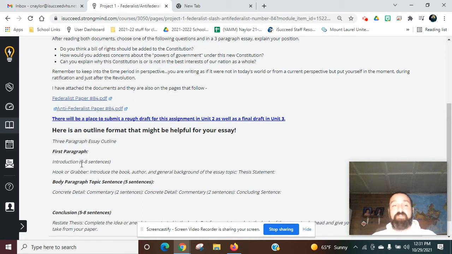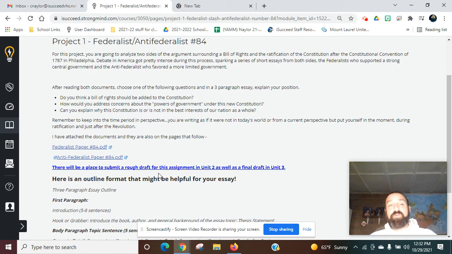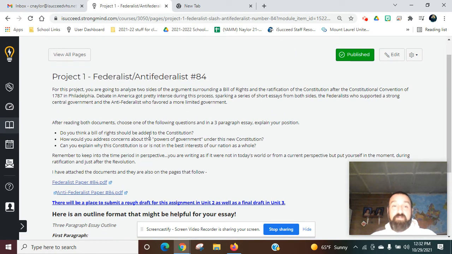For a three-paragraph essay, you're going to have an introduction with some sort of hook, introducing the topic, and then your thesis, what you believe. Very simply, I think the Bill of Rights is bad, or I think the Bill of Rights is good. You can do any one of these questions. You can talk about the Bill of Rights, the powers of government, or the Constitution itself. Sorry, I didn't make that very clear. Those are your three choices for topics. You don't have to answer all three, you just answer one. Remember, choose one of these.